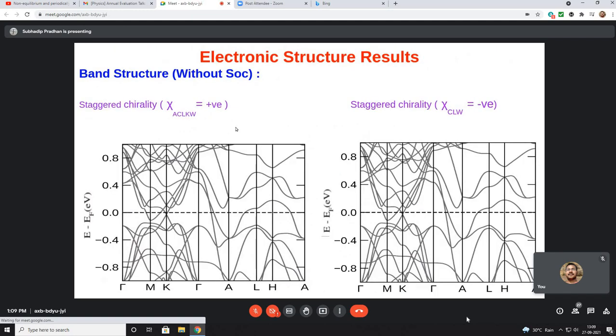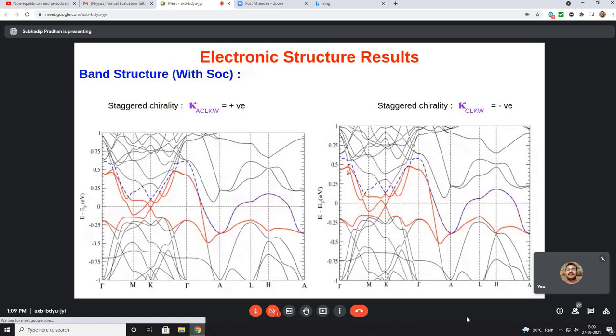So when we calculate the band structure without spin orbit coupling, for the two different staggered chiralities, anti-clockwise and clockwise, we have plotted E minus EF, putting EF at 0. We plotted the band structure along the path gamma, M, K, gamma, A, L. For these two staggered chirality magnetic structures, we get the same type of band structure without spin orbit coupling. There is no difference between these two band structures, so the band structure has no discrepancy.